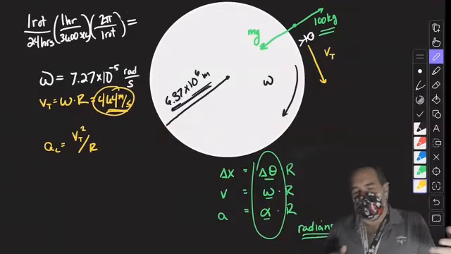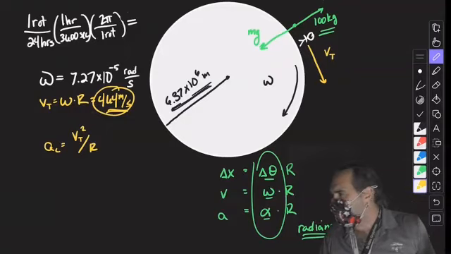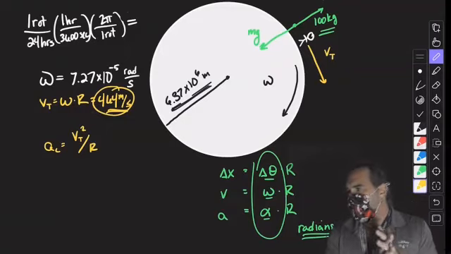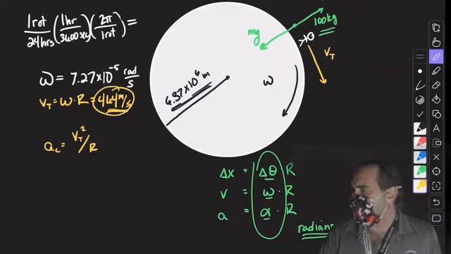Now, Max is saying that he thinks that the radius is 6.37 times 10 to the 7th. But no, it's 6.37 million. So that's 10 to the 6th. Pretty sure.